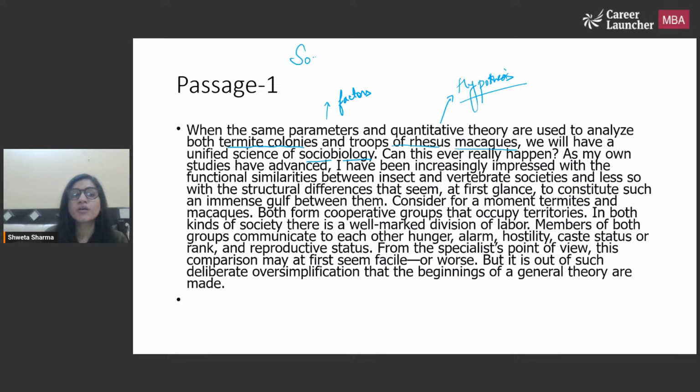One thing is we're talking about the culture, and on the other side, we're also looking at the biological factors, right? So sociobiology, can this ever really happen? As my own studies have advanced, I have been increasingly impressed with the functional similarities between insect and vertebrate societies, and less so with the structural differences that seem at first glance to constitute such an immense gulf between them.